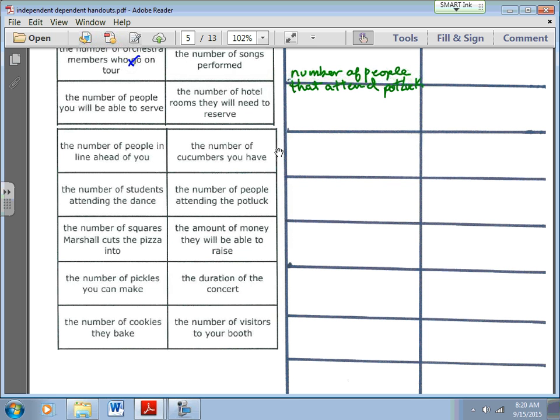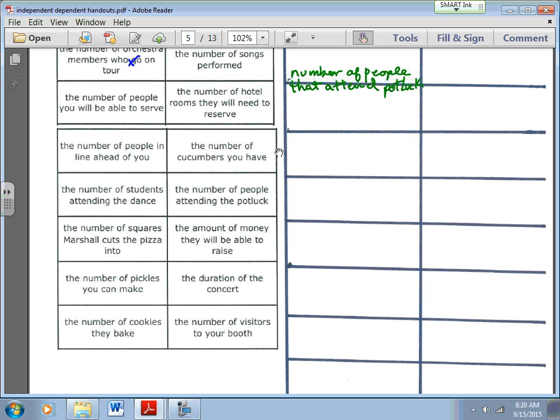Okay, so let's match. So the number of students attending the dance is the independent part, and the number of pictures the photographer will take is the dependent part. Did everybody catch that? And we might end up doing a few corrections in a little bit.